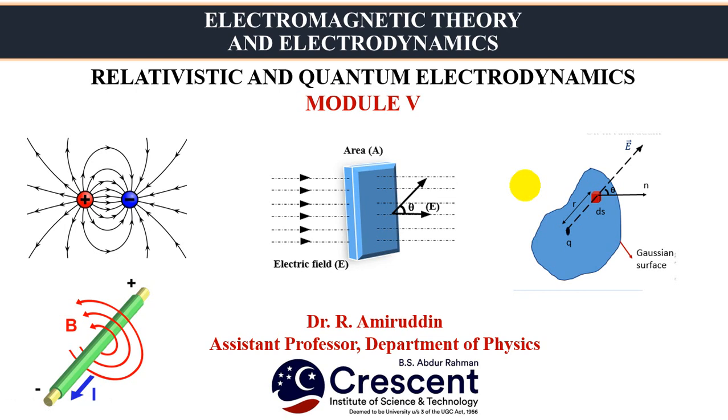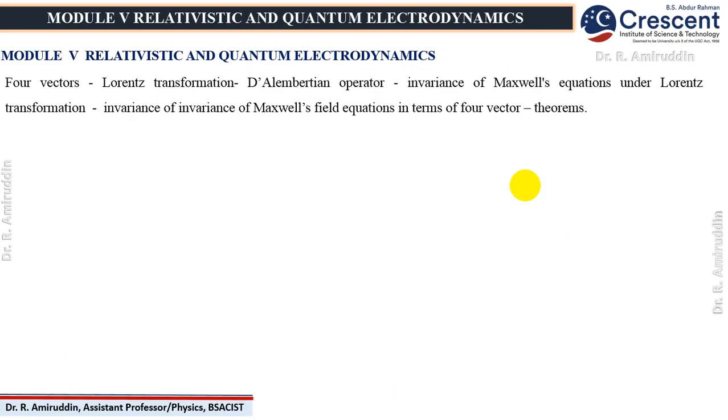Dear all, welcome. The topic which we are going to discuss today is about relativistic and quantum electrodynamics. We will discuss a glimpse of four vectors, Lorentz transformation, D'Alembert operators, and based on that we are going to discuss a derivation to validate the invariance of Maxwell's equation under Lorentz transformation and in terms of four vectors.